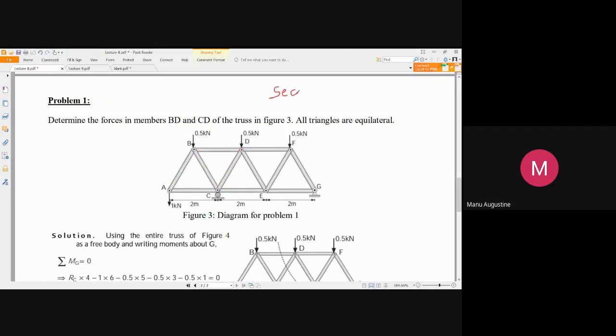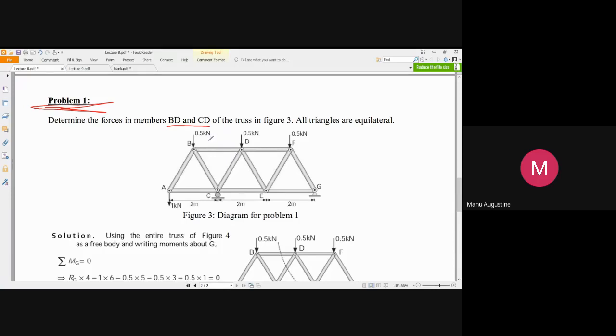So now you have got a differentiating feature on how to use method of joints and how to use method of sections. If only a limited number of bars have been asked in the problem, then you go for method of sections. If all the forces in the bars are asked in the problem, then you go for method of joints. Okay, now the problem is, can I solve this problem number one in which only BD and CD forces are required by method of joints? Kya main isko method of joints se bhi kar sakta hu kya?